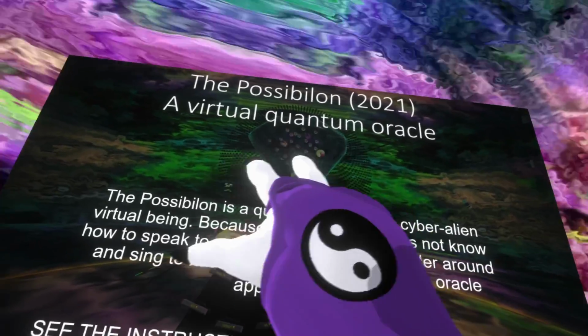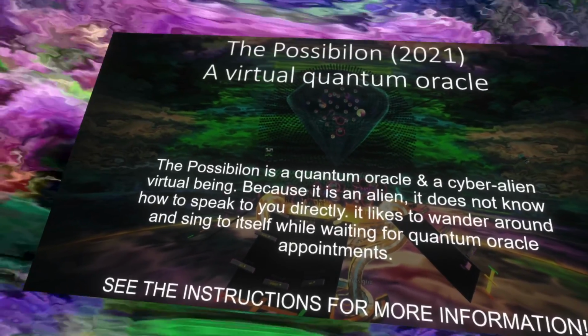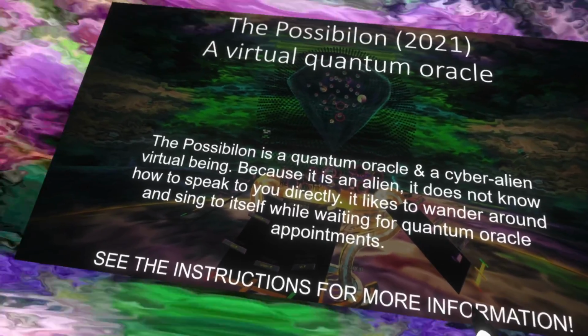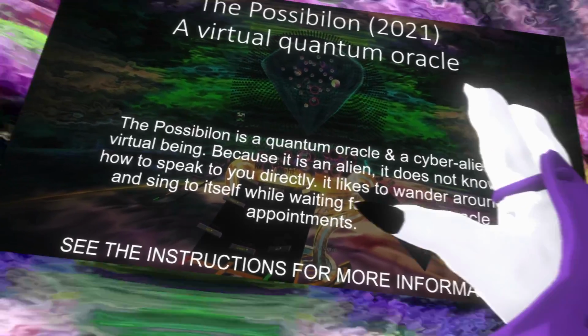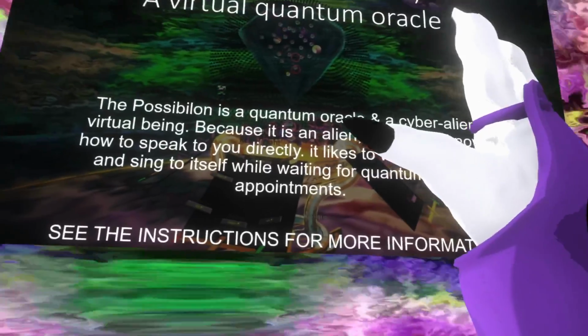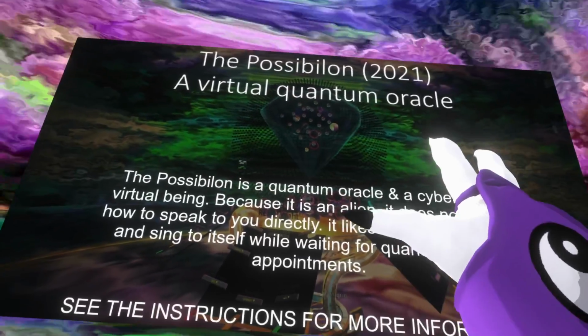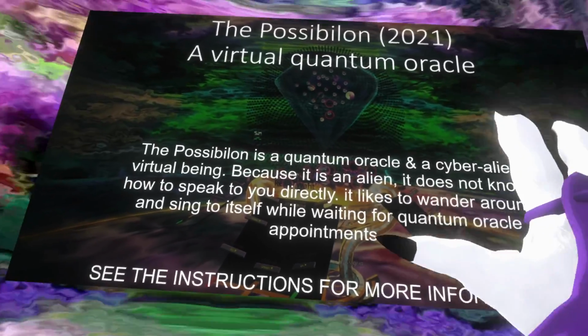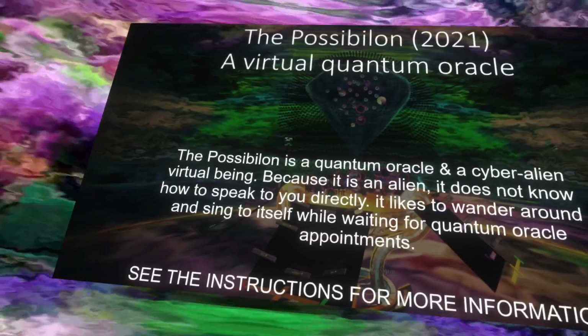So the Possibilon. Yes, I made this in 2021, at the very end of 2021. And then we finally were able to finish and tweak everything and make it ready for exhibition in very early 2022. It's February 2022 as I Twitch stream this right now. So the Possibilon is a virtual quantum oracle. The Possibilon is a quantum oracle and a cyber alien virtual being.